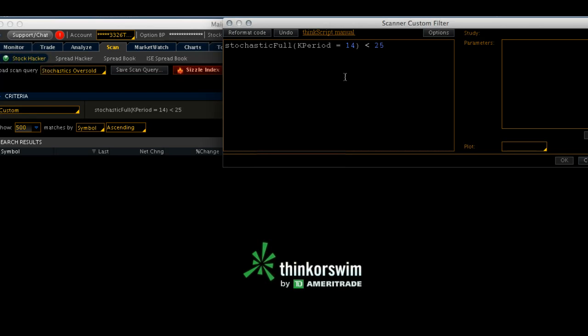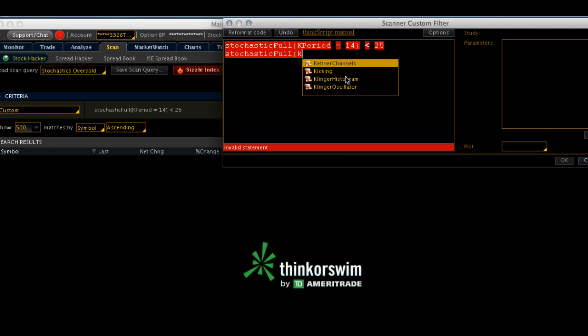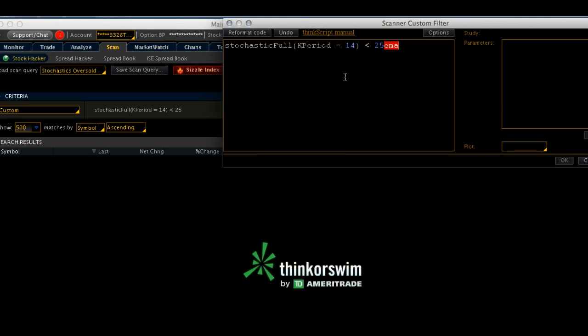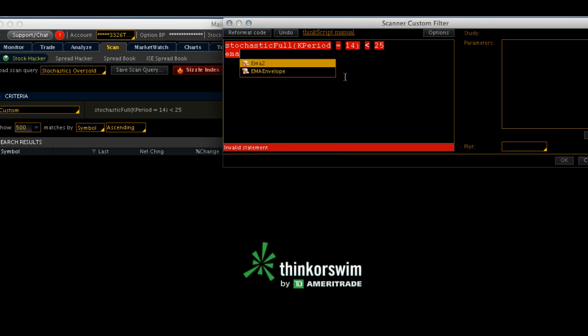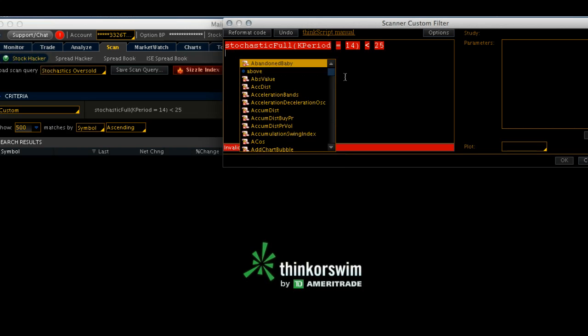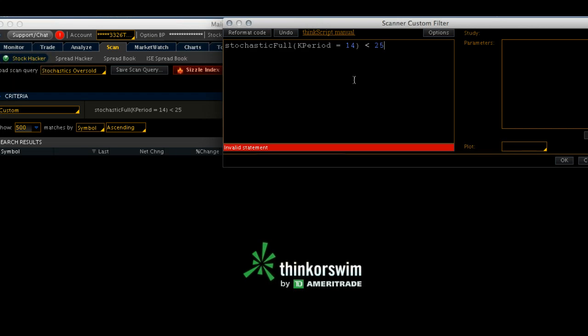You can actually type that in. You just type in stochastic full, and you can type in these scans yourself. You can type in something like EMA, for exponential moving average. I do have notes on doing these scans for crossovers. I'm not actually prepared to do it tonight.